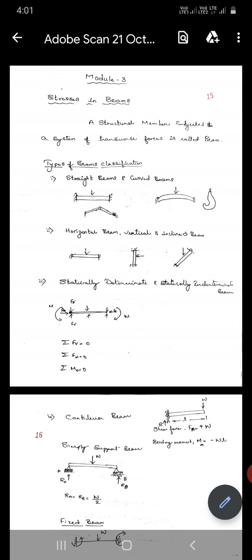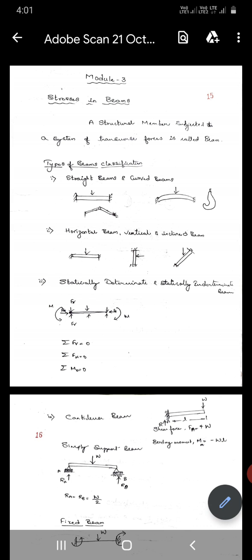Beams classification. Types of beams. First one, straight or curved beams. Straight ones are usually straight, with the transverse load acting between the supports, whereas curved beams are curved in nature, handling the transverse load on the curved edge, and are called curved beams.